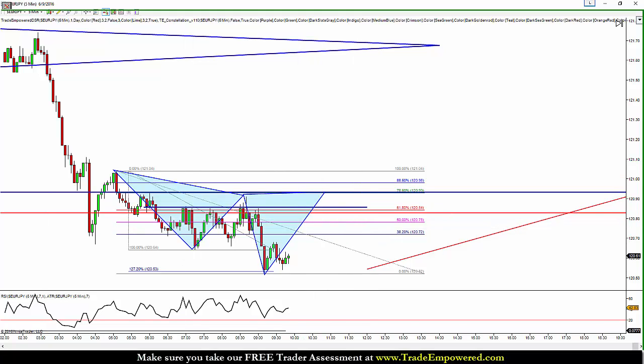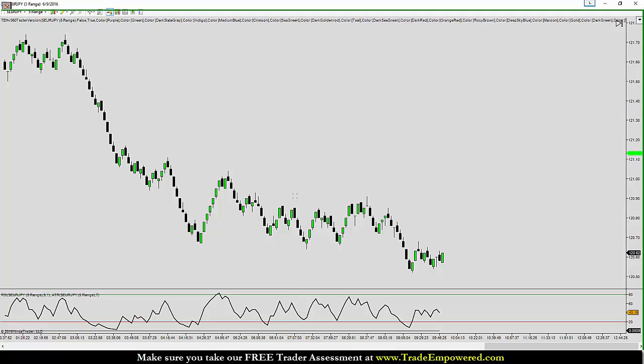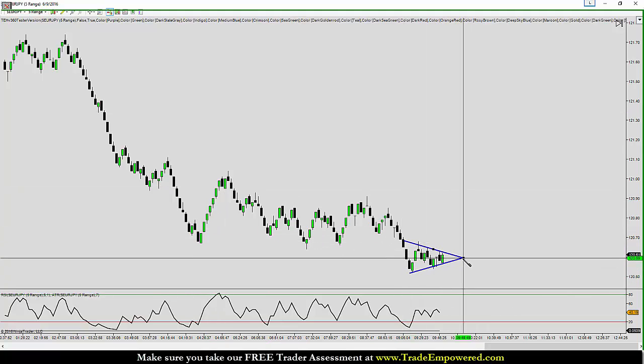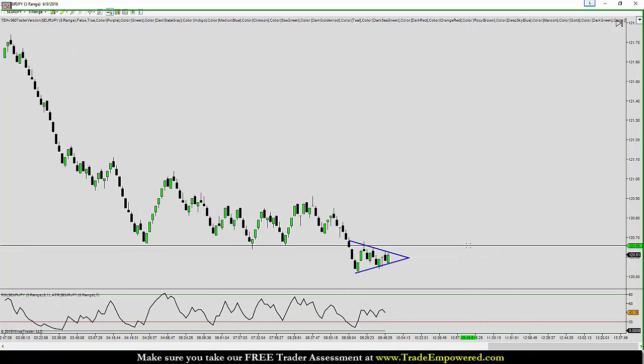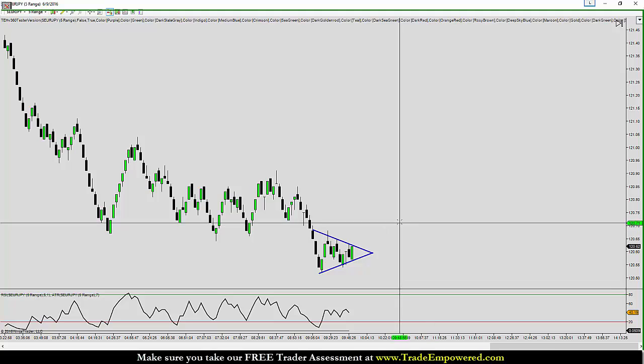Let me load up a range bar chart here of Euro Yen and see if this gives us a clearer picture. All right, range bar is not going to give us too much of a different story. You can kind of see the consolidation that came right here. For any of you guys that are breakout traders, you've got a triangle right here, so you can look to trade this breakout to the downside.